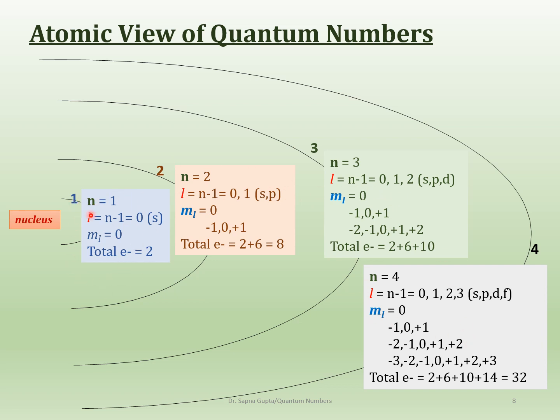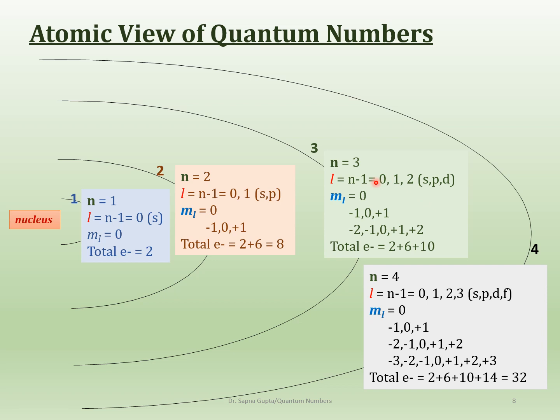Shell number 1: L is equal to N minus 1, which is equal to 0, which is S. ML is 0 for that. Total number of electrons, 2. For shell number 2, L is N minus 1, so it could be 0 and 1, which is S and P. ML numbers possible: for 0, it is 0. For 1, it is minus 1 to plus 1. So that means 2 electrons here and 6 electrons here, a total of 8 electrons. What does it tell you? It means that shell number 1 can have 2 electrons. Shell number 2 can have 8 electrons. Shell number 3 can have a total of 18 electrons.